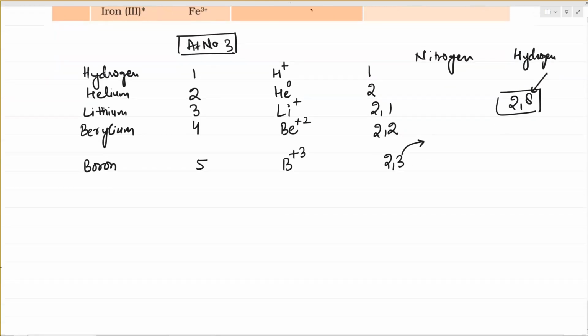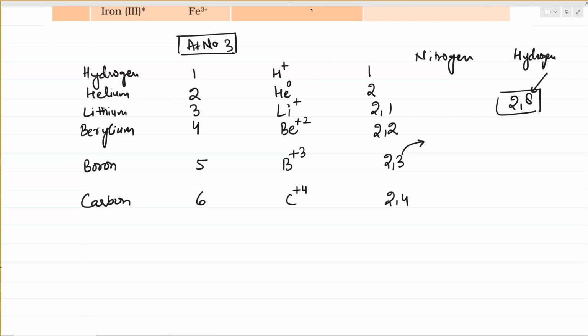After boron, we have carbon, atomic number 6, and here the electronic configuration is 2, 4. Carbon is in a state where it can neither gain 4 electrons nor lose 4 electrons, so it will share. A covalent bond is formed, which we're going to discuss. When the covalent bond forms, carbon is given +4 valency. We'll write +4 here because carbon is giving its 4 electrons, but don't think it is permanently giving, it is sharing. But we'll write +4 here.